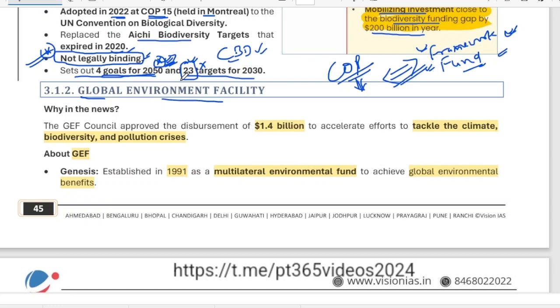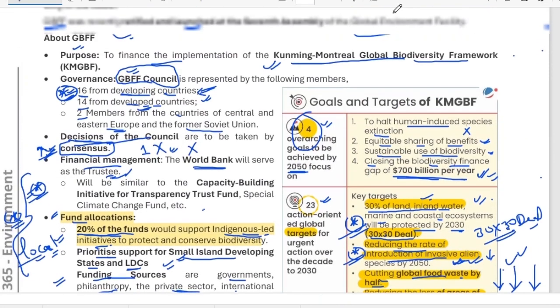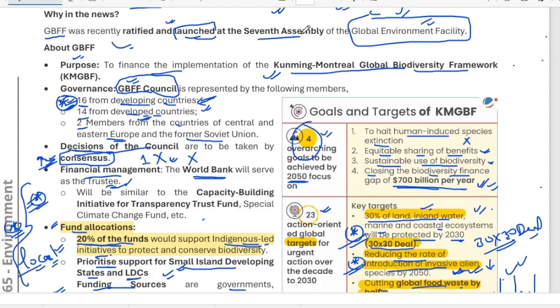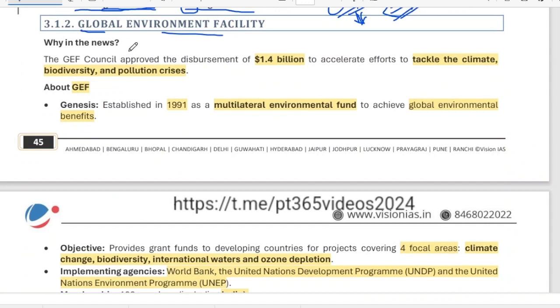Okay, now the Global Environment Facility. We have already discussed that the Global Environment Facility has launched this fund. Okay, so what is this Global Environment Facility all about? This Global Environment Facility is a funding mechanism that was established at the same Rio conference of 1992. The Global Environment Facility was launched.